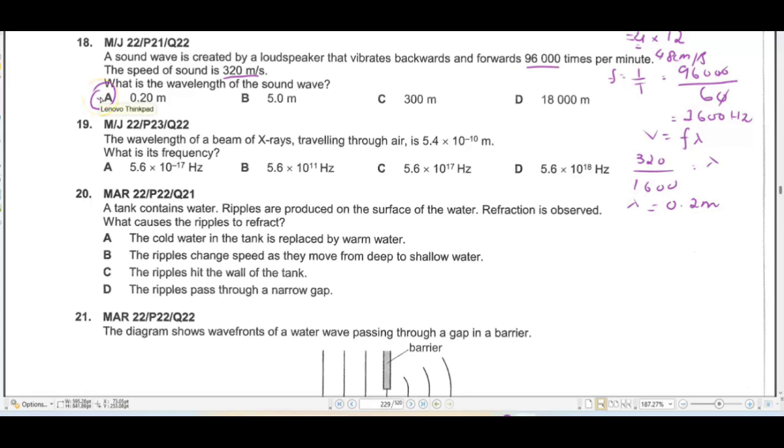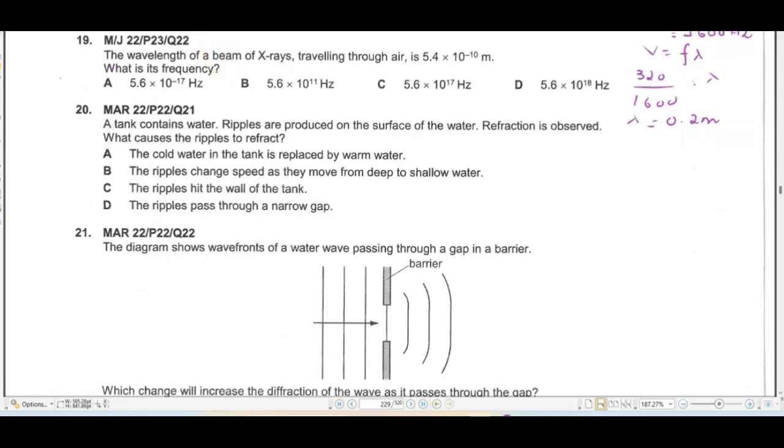Moving forward to question number 19. Length of the beam of X-ray traveling through air is 5.4 into 10 raised to the power minus 9 meters. What is its frequency? Now V is equal to F lambda.